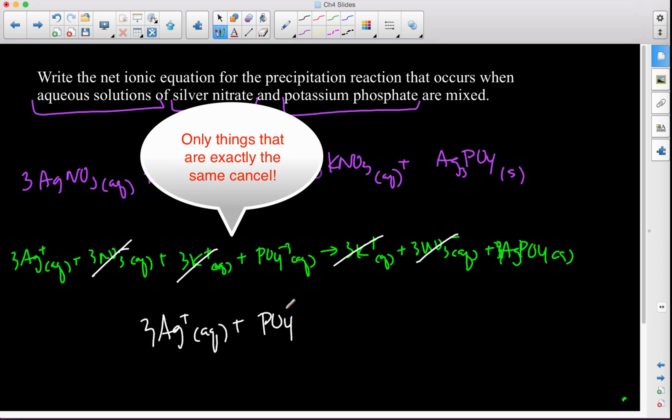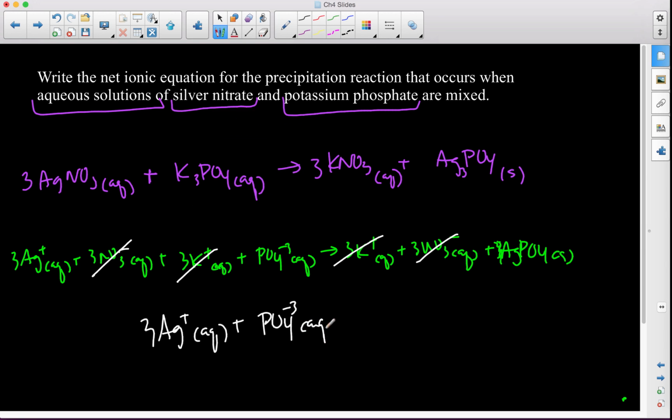And when you're asked to provide a net ionic, all of this needs to be there. If you're missing any of these components, it's not going to be correct. So if you don't put these charges, it's wrong. If you don't put the aqueous, it's wrong. If you don't put the right stoichiometric relationships, it's wrong. So please think about those things.